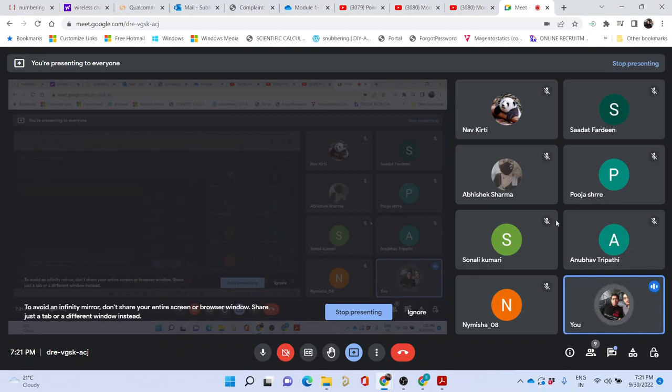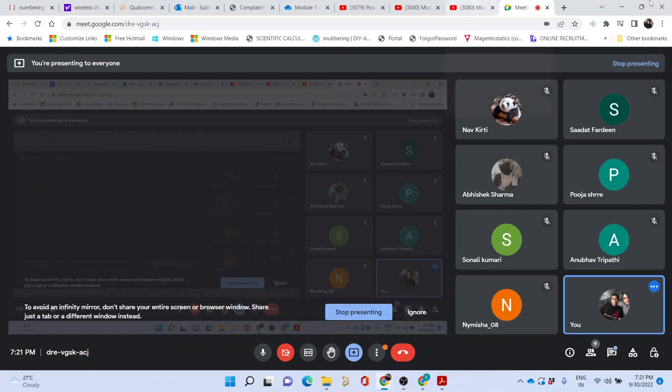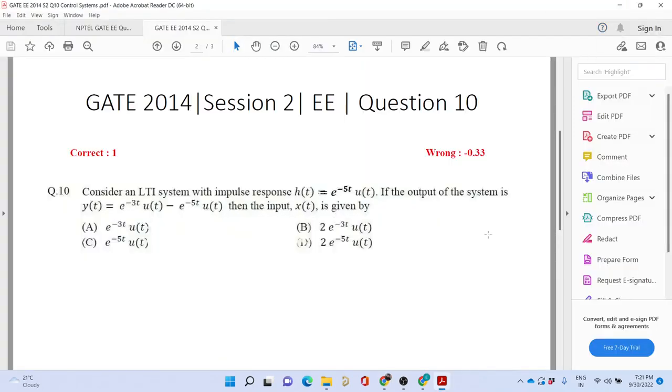Pooja Sri, Sonali, Naimisha, if you are not responding, it is useless to conduct a live session. These live sessions' main intention is for interaction with the students. Anyways, let us go ahead. This is a very simple sum. I do not know why you people are taking so much time to solve this sum.